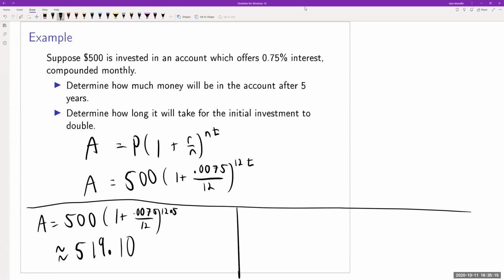For the second one, it's asking how long it will take the initial investment to double. So this time, the final amount would be $1,000.